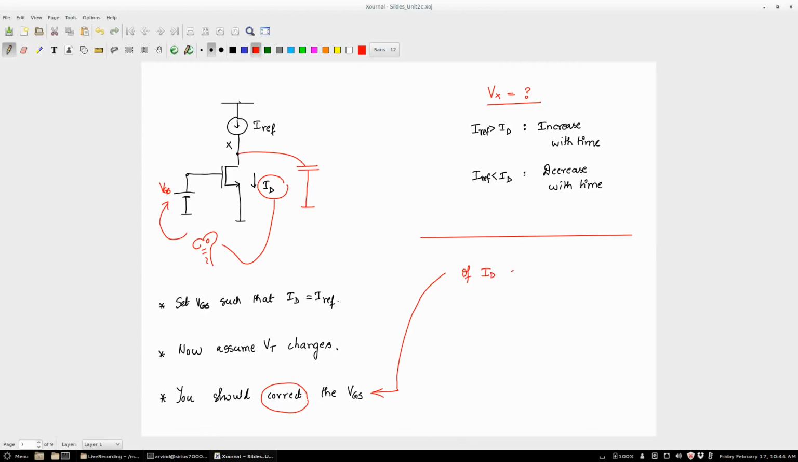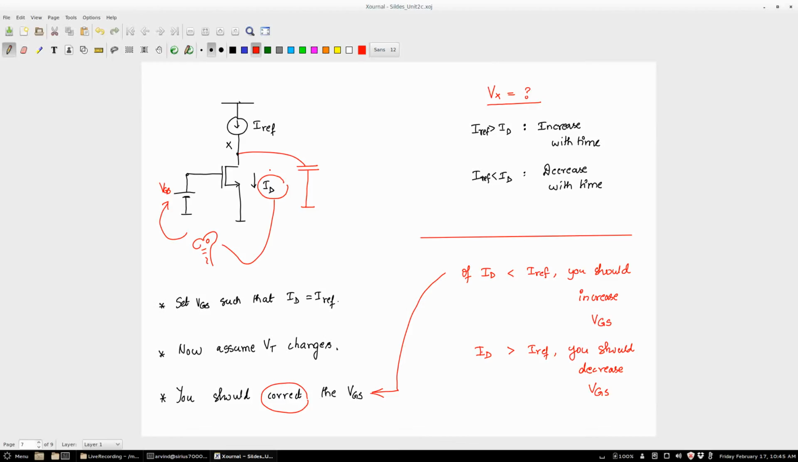So I have written here that you should correct for VGS, right? What does this correction for VGS mean? I have to increase VGS. So I have to put another voltage source, which I can take and put there. The correction essentially means that if ID becomes less than Iref, what should you do to VGS? You should increase VGS, right? If you increase VGS, then ID will increase.